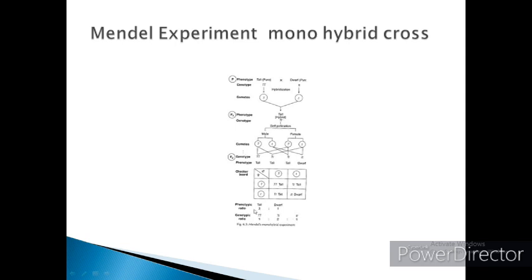So what does it mean? It means that the phenotypic ratio he got is 3 to 1. And what is the genotypic ratio? The genotypic ratio is 1 to 2 to 1. So this proves that genes are transferred from parents to the offspring.